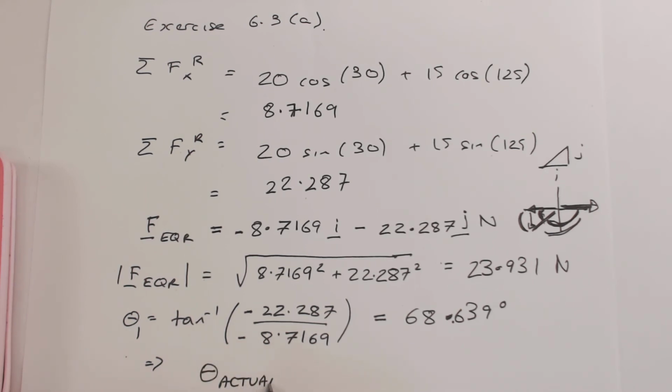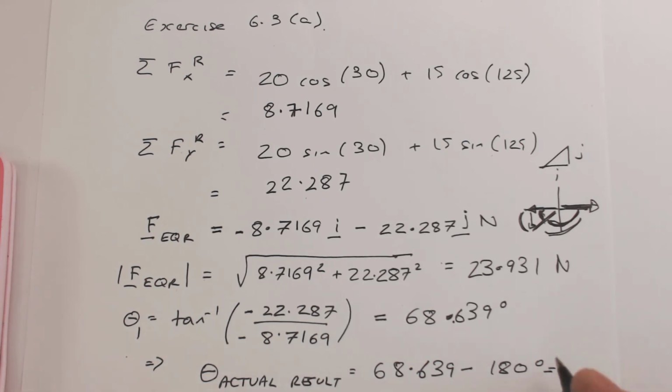So the actual result is going to be 68.639, take away 180 degrees, and that is minus 111. Well, that's good enough for a final answer. So to 3 sig figs, 111. Okay.